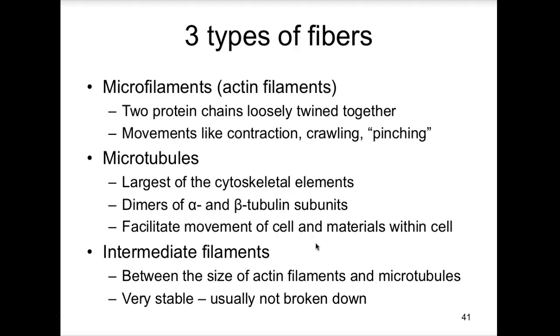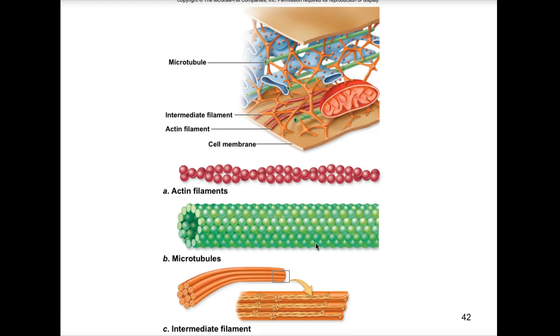Intermediate filaments are typically 8 to 10 nanometers. When you look at microtubules, they're about 25 nanometers, and actin filaments are about 7 nanometers. So here you can see a picture of what the actin filaments look like. I just discussed their structures. Here are the microtubules, and here you can see how those cables are formed in the intermediate filaments.